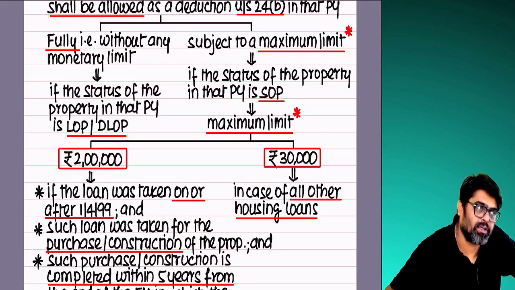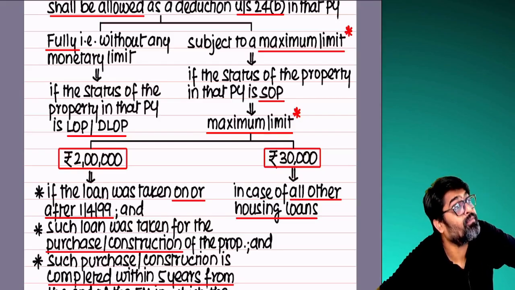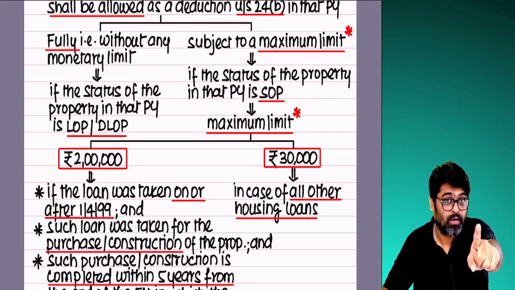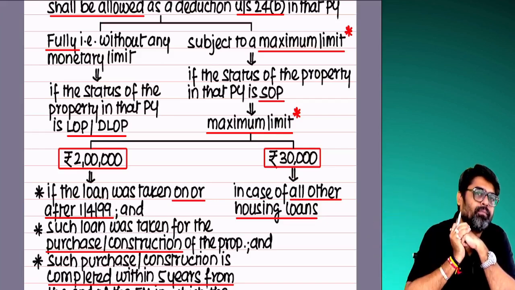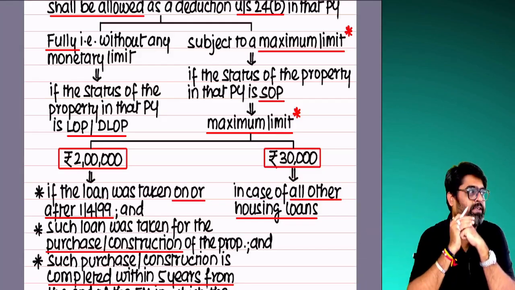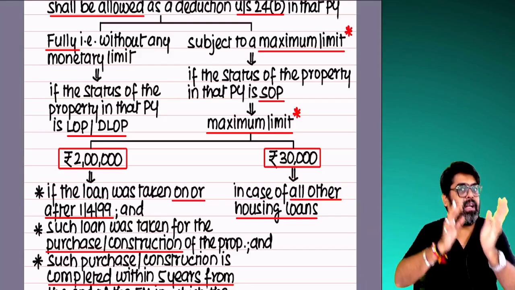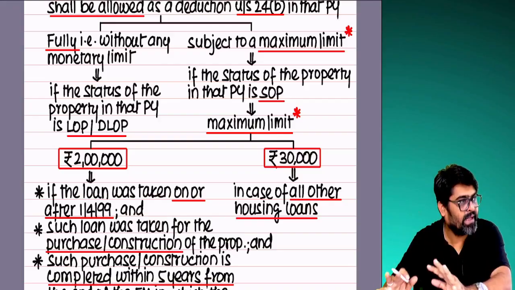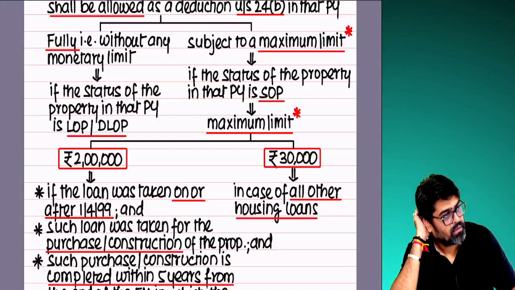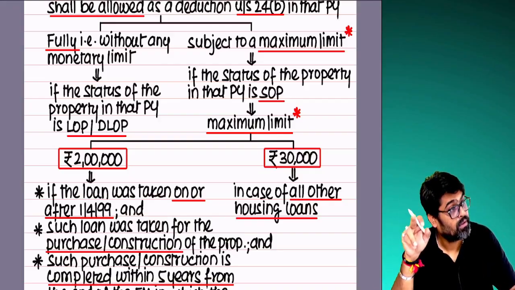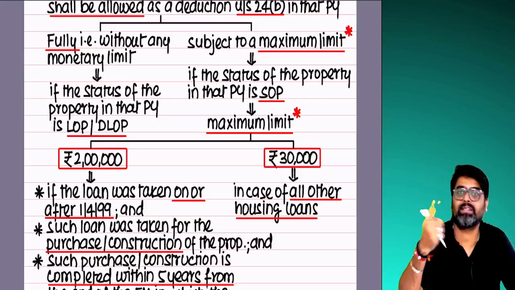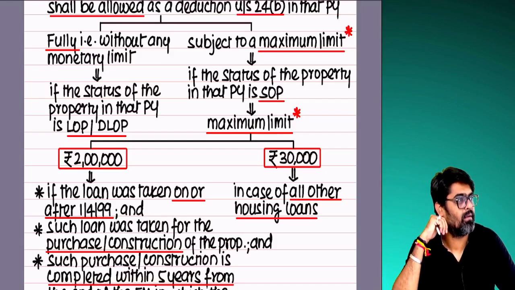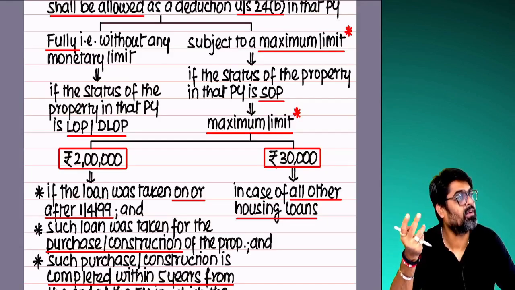So the interest which becomes due in this year will be fully allowed without any monetary limit. What is the status in the next year? Whatever interest becomes due in the next year will be fully allowed or will be allowed subject to limit. Even though the interest was fully allowed in this year, next year there will be a limit because next year the status is SOP.